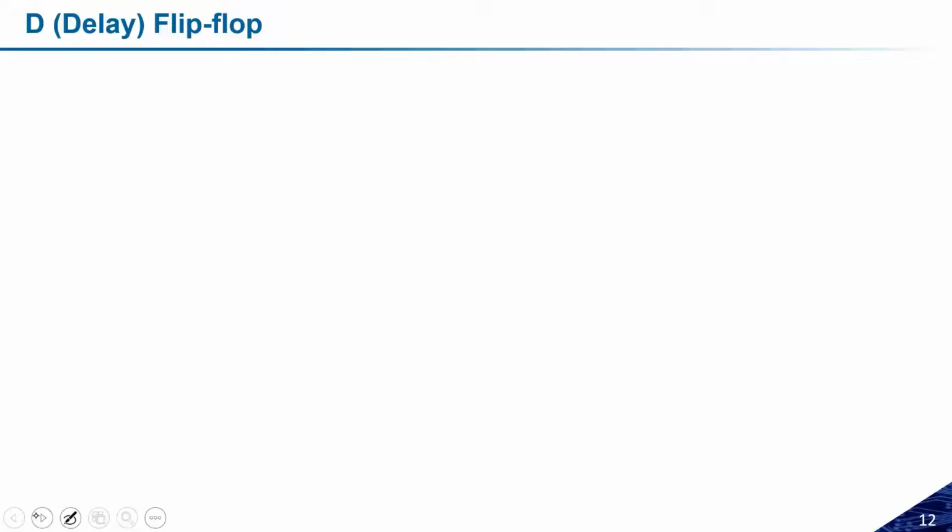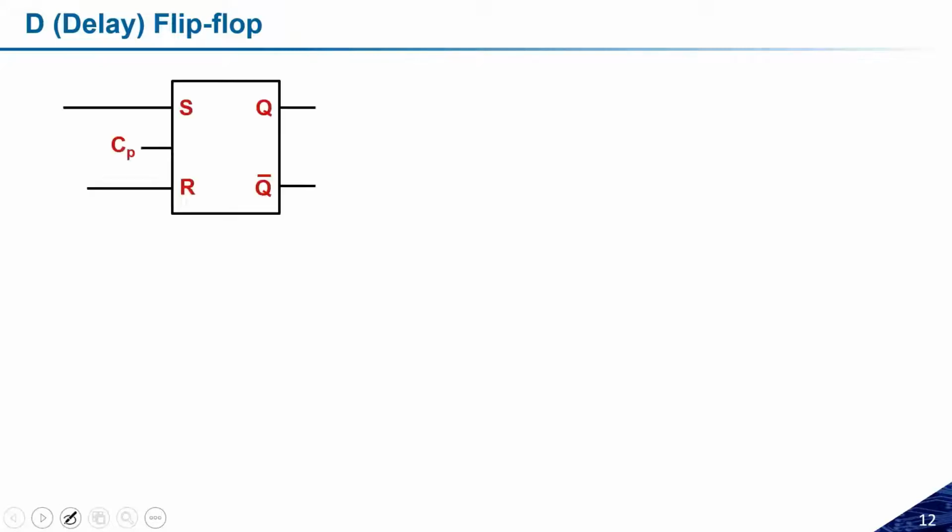So how to avoid that problem? To avoid that problem, there is one solution, that you can use the delay flip-flop or the D flip-flop. So delay flip-flop is the alternative way to make it race free or the indeterminate state free flip-flop. Okay, so how we can make the D flip-flop? Let us try to see.